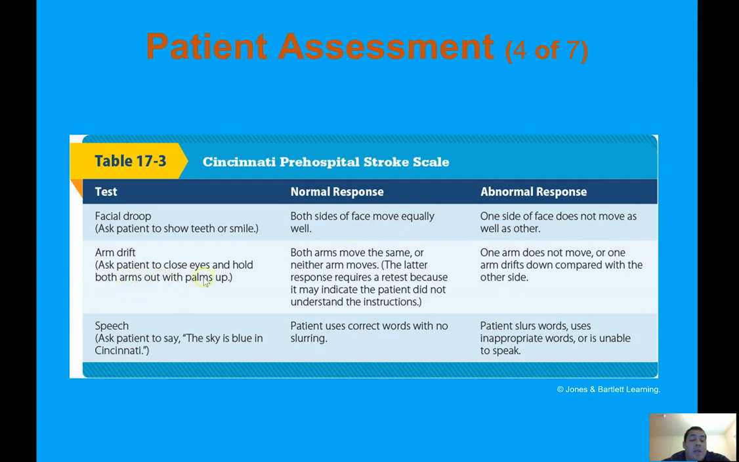Arm drift: ask the patient to close their eyes and hold both arms out with palms up like they're holding a pizza box. So always tell them to pretend like they're holding a pizza box. That's when patients kind of understand how to do it. Both arms move the same, or neither arm moves. Okay, so speech: ask the patient to say the sky is blue in Cincinnati. The patient uses correct words with no slurring.